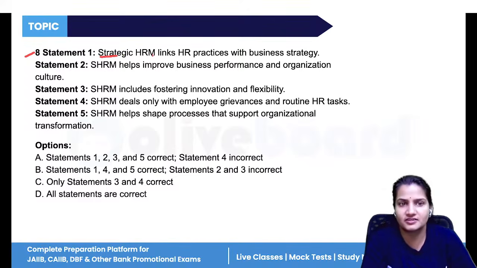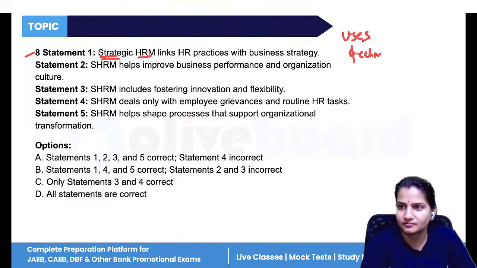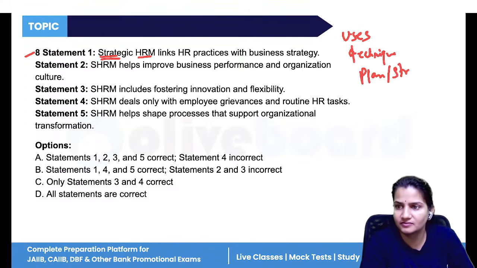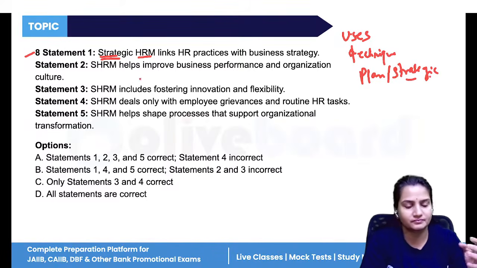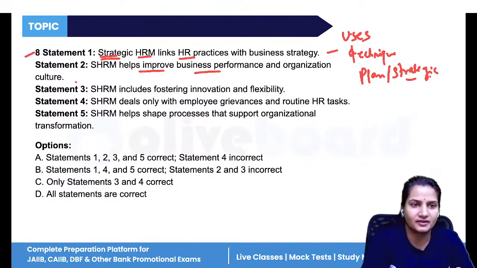So what is strategic HRM? How you are managing your people, what strategies you have made, what planning you have made, that is known as strategy. So it is the use of different techniques to make a perfect plan and strategy for making better decisions for your employees. So strategic HRM links HR practices, yes.